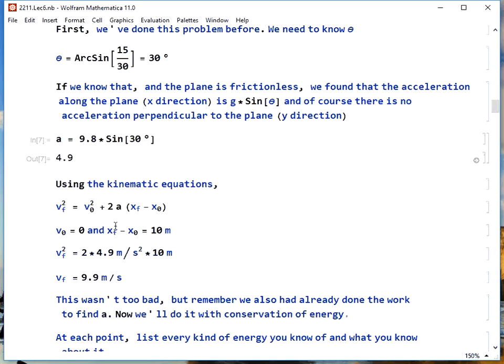If we use our kinematic equations, we assume it starts at 0 velocity. The distance it slides is 10 meters. We do the math and get 9.9 meters per second. And this isn't a particularly horrible problem, although keep in mind we already had this; we didn't have to find it all over again because we've done it in a previous chapter.